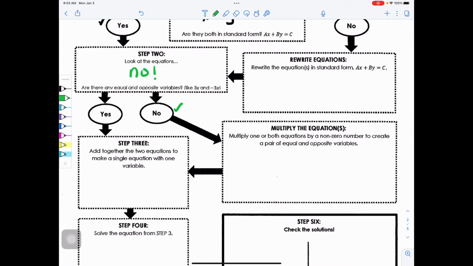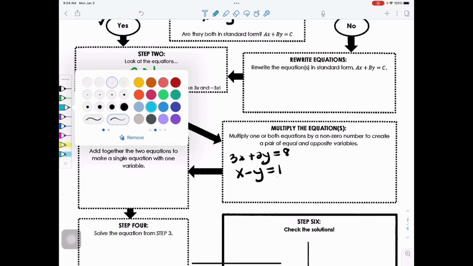So it says multiply the equations. Multiply one or both equations by a non-zero number to create a pair of equal and opposite variables. So I'm going to rewrite our system here. 3x plus 2y equals 8, and x minus y equals 1. And we are going to create opposites. Now I have some choices. I can get rid of x's. Since I already have a 3x, I would want to make sure in the other equation I had negative 3x. Or I can get rid of y's. Since I have a 2y in the first equation, I would want the other equation to be negative 2y. So I'm going to choose to get rid of the y's.